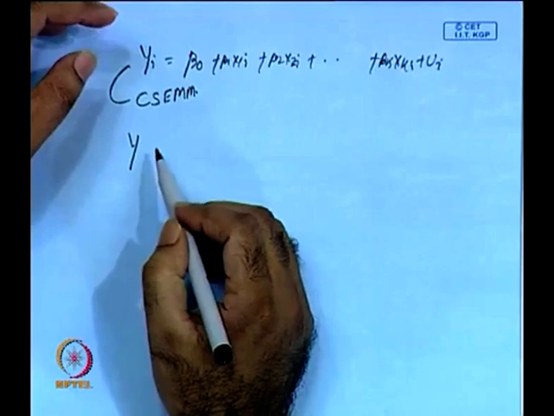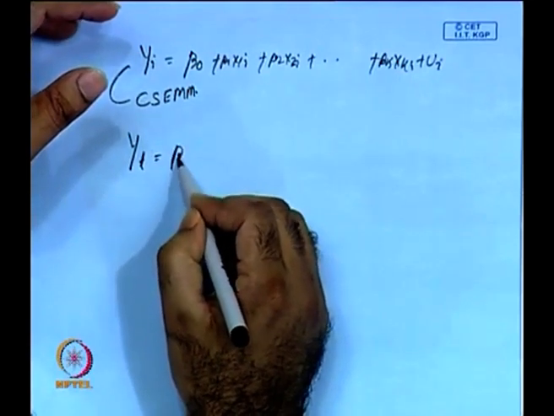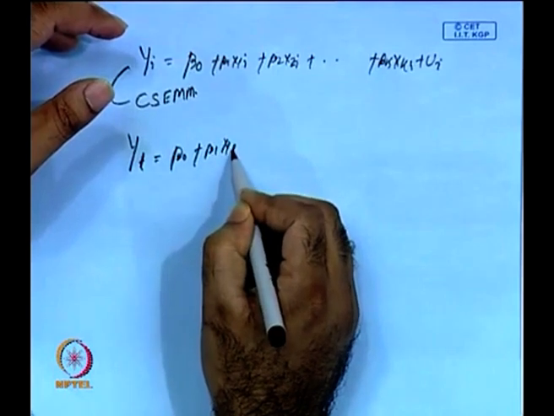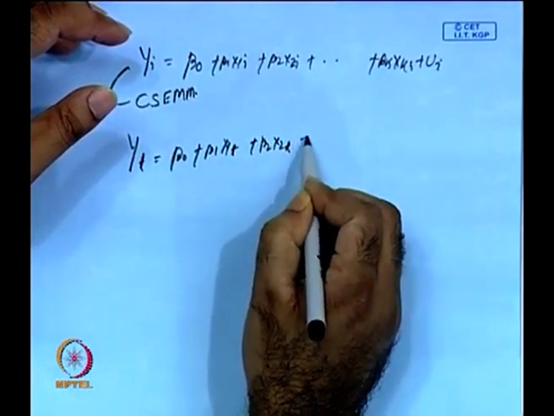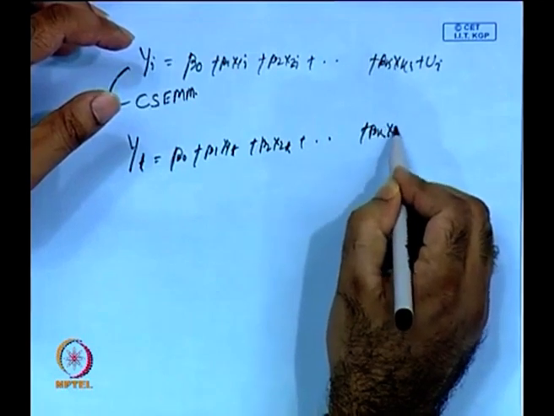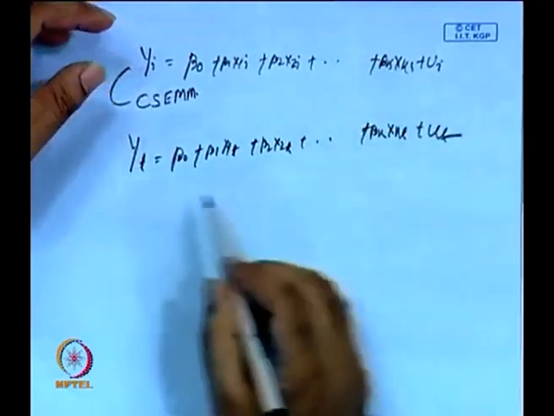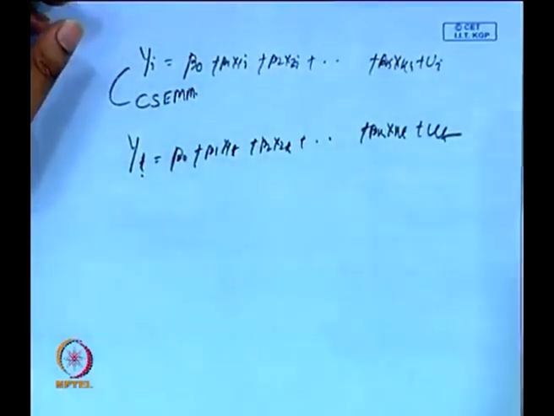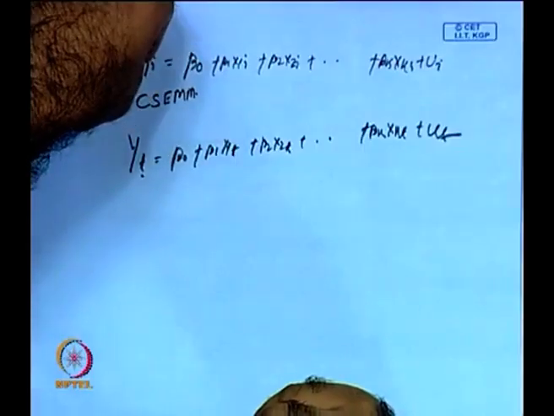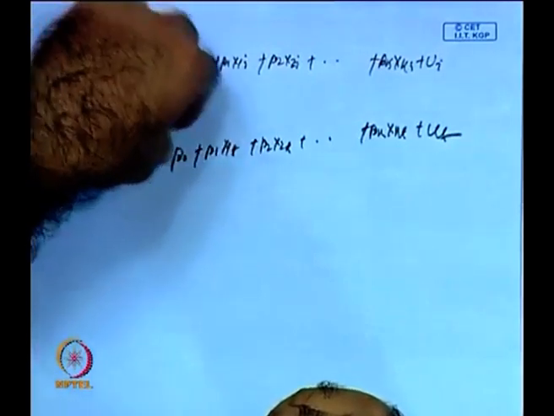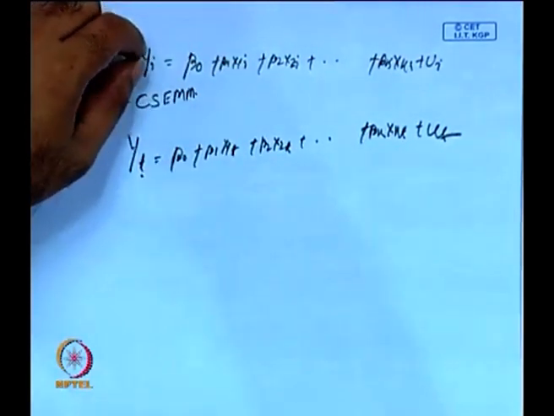In the same lines, we write y_t equals beta 0 plus beta 1 x 1t plus beta 2 x 2t plus beta k x kt plus u_t. When I write the subscript t, it is one way of putting in the time series issue. That means it is an indication that we are handling a time series problem. The major issue is whether the subscript is i or t. If it is t, it is called a time series issue, and if it is i, it is a cross sectional issue.